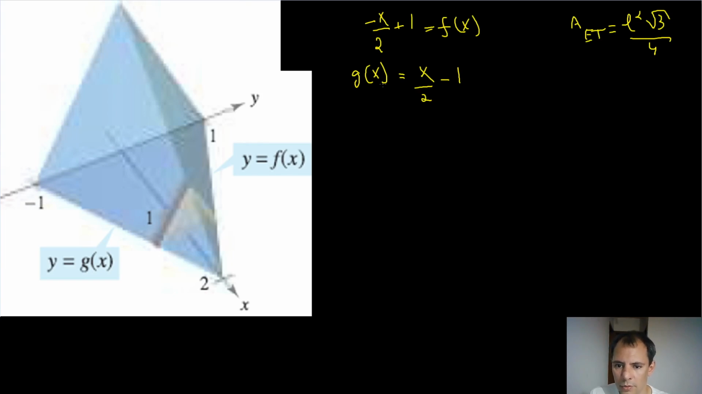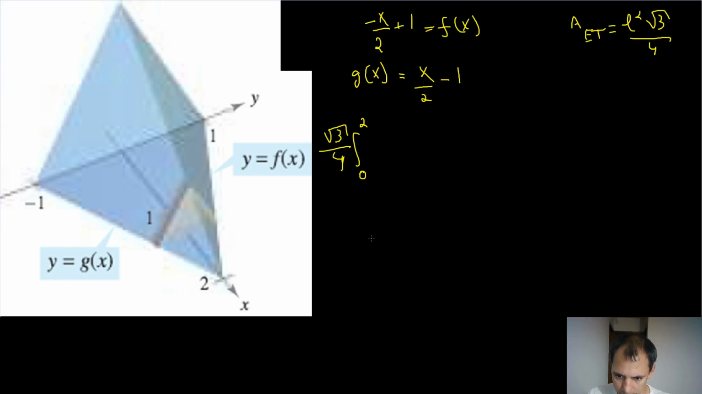So we have to integrate, right? We're going to make the integral from x equals 0 all the way to 2 of the L squared times square root of 3 divided by 4. Well, square root of 3 divided by 4 is just a constant. I'm going to keep it out. L squared, let's see. L is going to be f of x minus g of x.